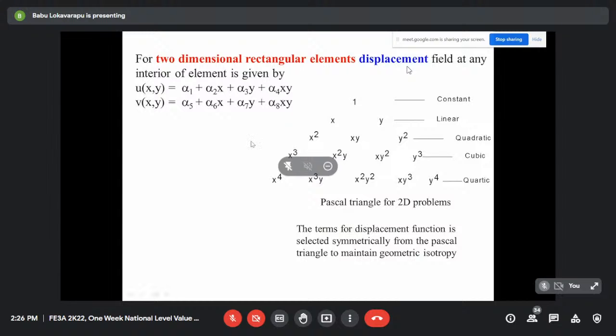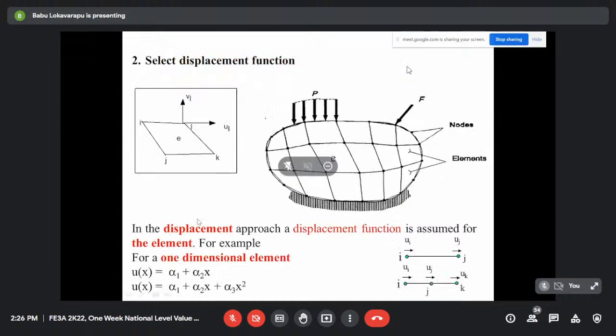And for one-dimensional things, you can assume the shape function like this: u(x) equal to alpha 1 plus alpha 2x. Order of x is 1. For another shape function, you can take alpha 1 plus alpha 2x plus alpha 3x square. First one is 2-noded, the second is 3-noded. So from 1 to 2, what we can observe here is that accuracy is going to increase.